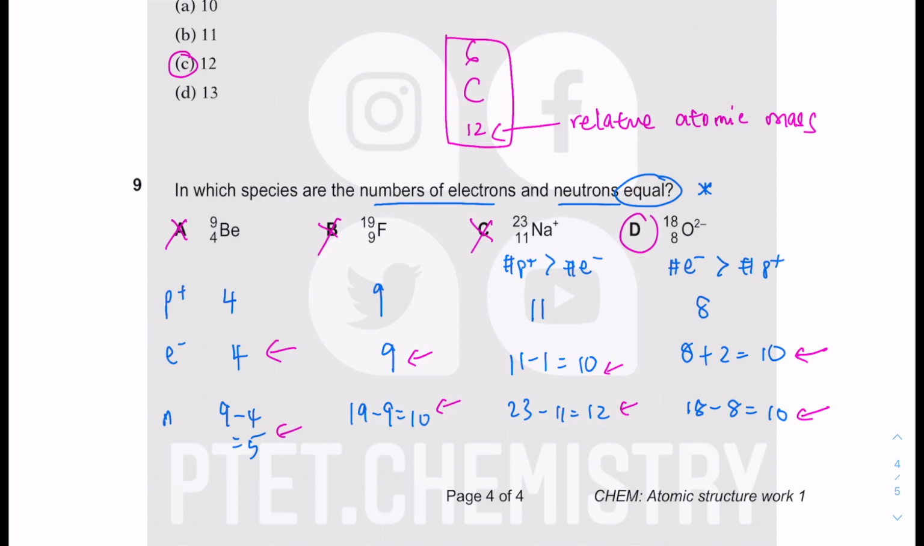Okay, so with this kind of question you kind of have to set up this kind of thing, protons, electrons and neutrons, very quickly and go through the options and not make any mistake at all.